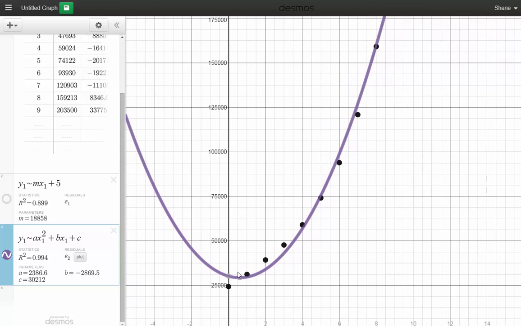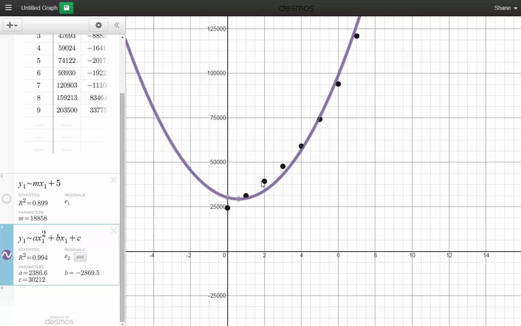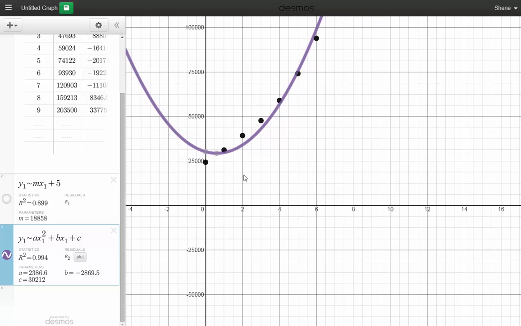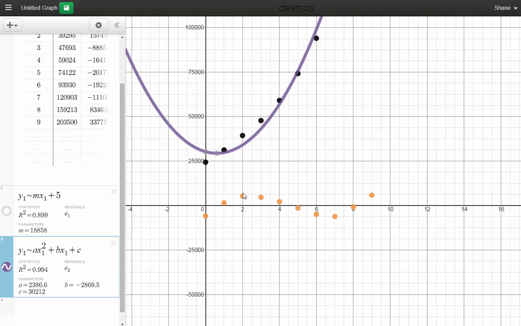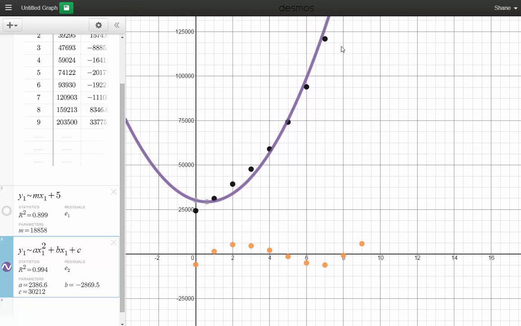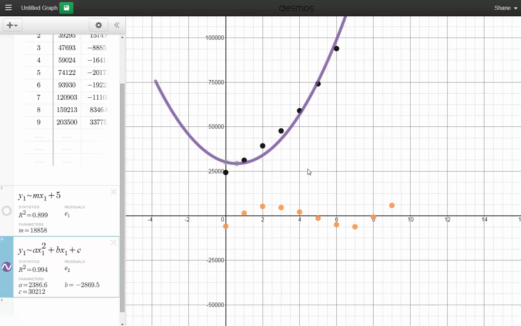And now look at this. That curve comes a lot closer to those data points than our line, especially up here. You know, it's off right here in the middle a little bit, but even that error or that residual is small compared to what it was. Let's see what the residuals look like. Yeah, see, they're clustered much closer to the x-axis, which tells us this curve does a better job of modeling that data.